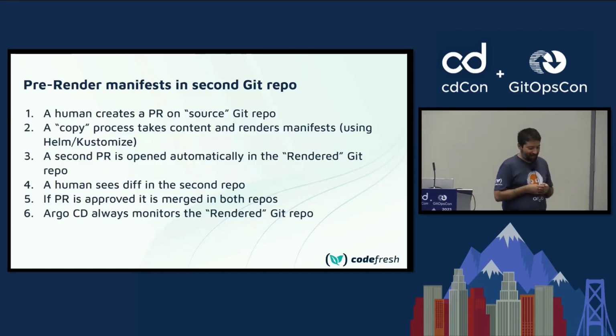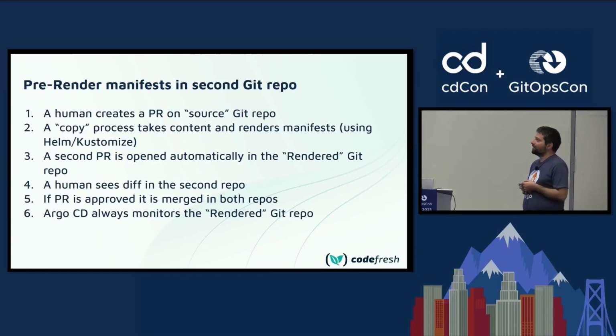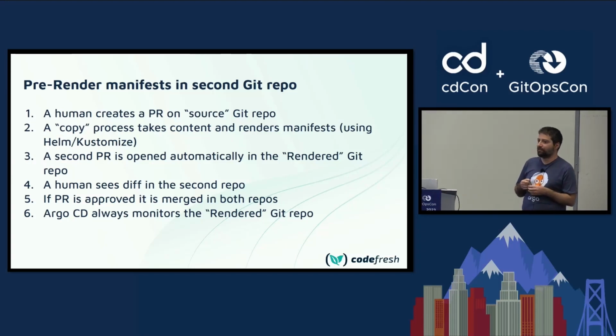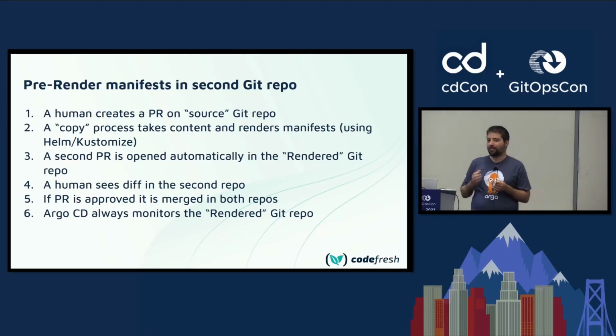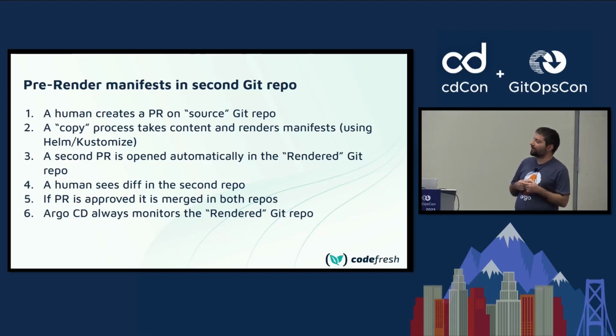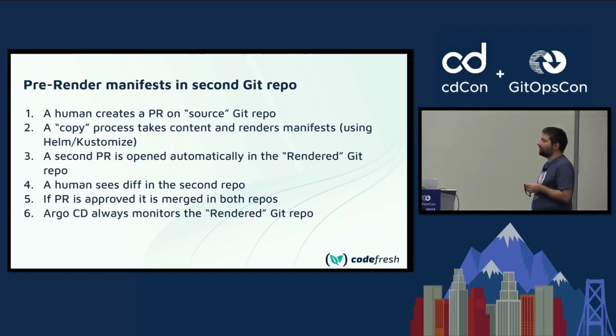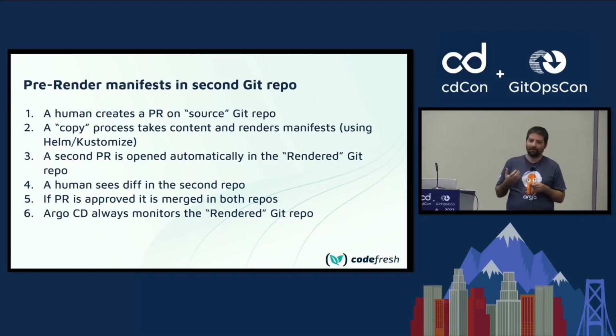Now, this might look simple in theory, but in practice, it needs also some other stuff. I, as a human, should only interact with the first Git repo, so I'm going to create a pull request there. But the diff, I want to see, if you remember the previous slide, is on the final rendered manifest. So I also need a second pull request on the other Git repository. So how do you create this? Manually, or maybe your CI system does this for you. And then once I approve my pull request on the first Git repo, I also need the pull request on the other Git repo to be approved, or rejected if I reject it.